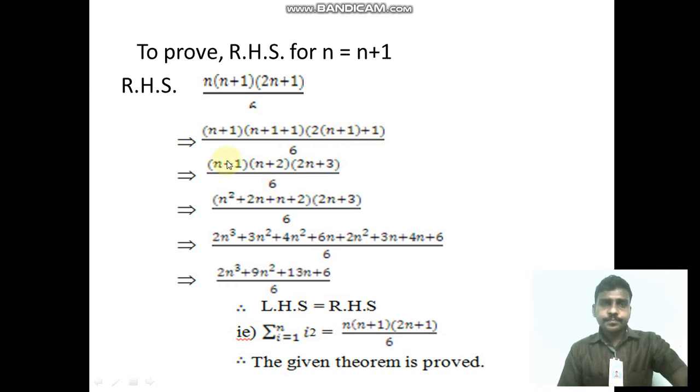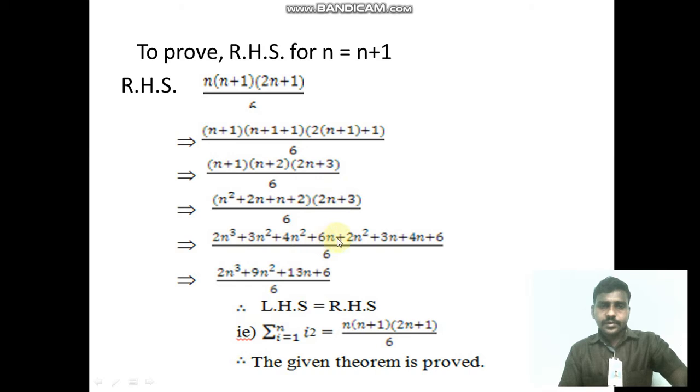And 2n plus 3, because 2 into 1 is 2, plus 1 is 3. Now I will multiply: n into n is n square, n into 2 is 2n, then 1 into n is n, and 1 into 2 is 2. So now I will get like this. Then I multiply n square by 2n, that is 2n cube, n square by 3, that is 3n square, 2n into 2n, that is 4n square, 2n into 3, that is 6n, and n into 2n, that is 2n square, and n into 3, that is 3n, 2 into 4n, then 6.